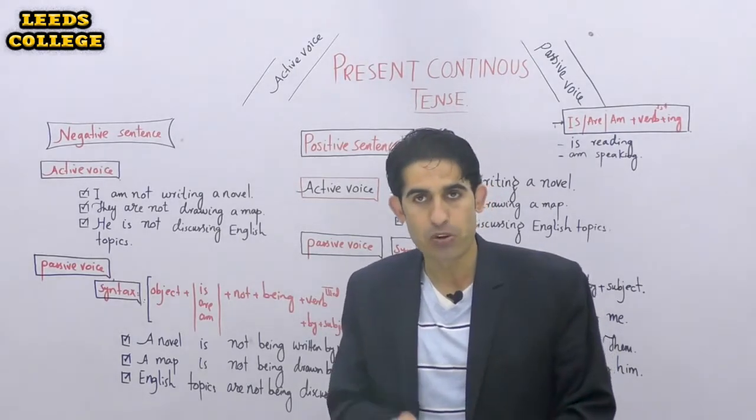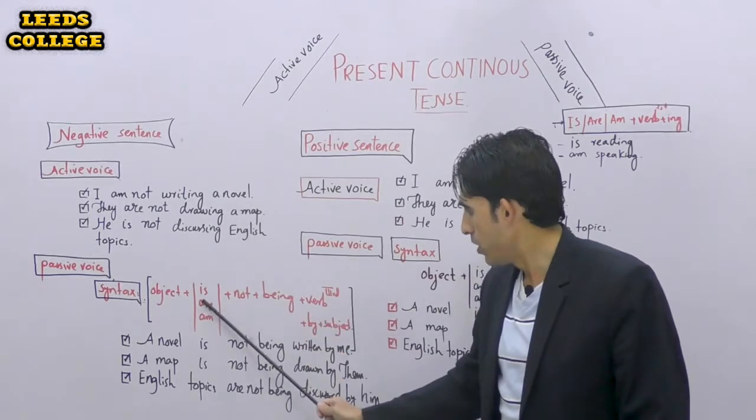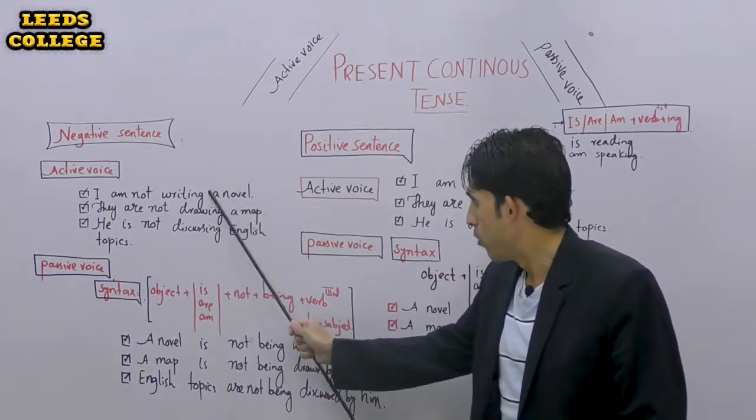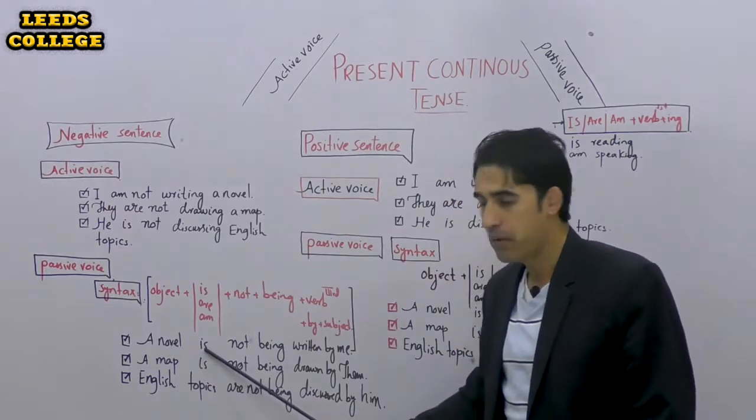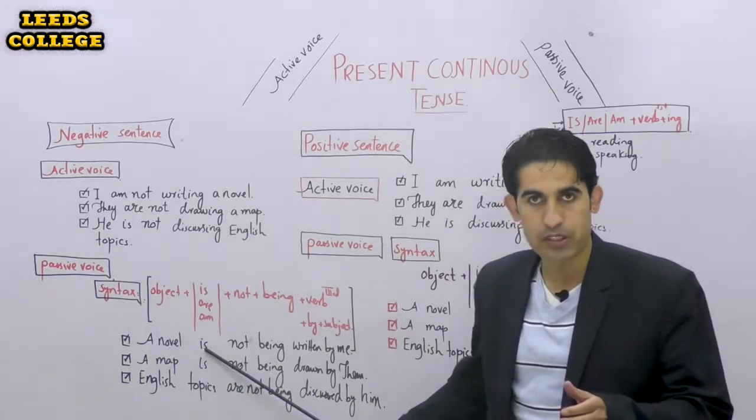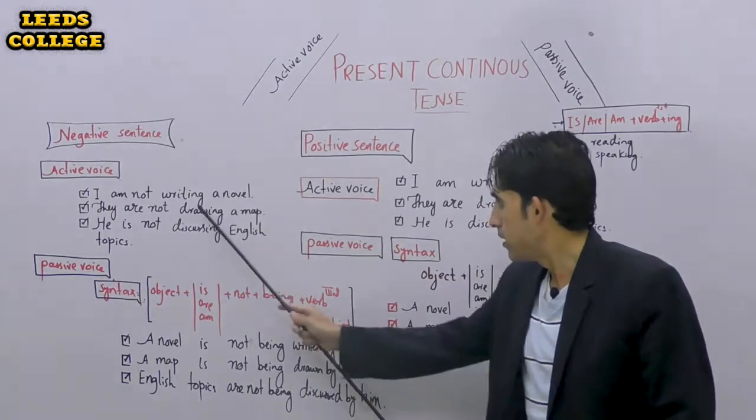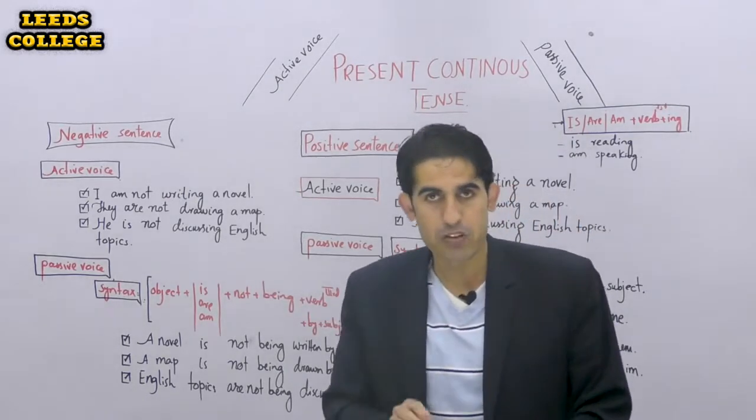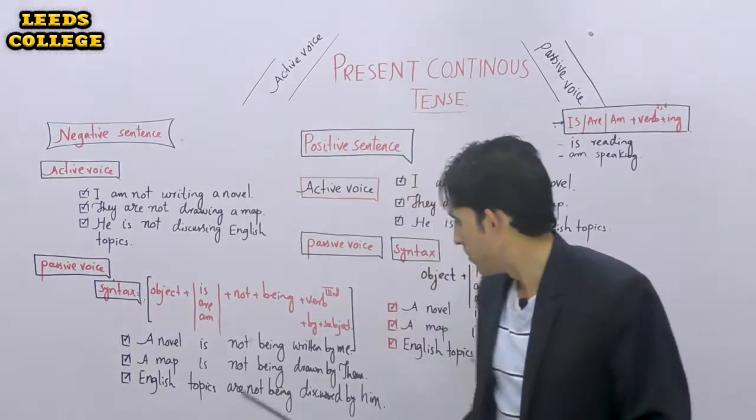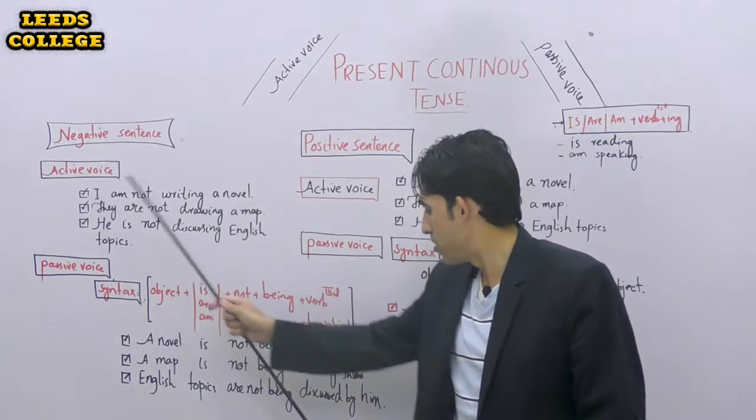Take the first active voice, I am not writing a novel. According to the given formula, the object a novel comes at the beginning of the sentence. Now we have the auxiliary is, as the object is singular, directly followed by not, being, and the verb writing, the present participle, changes into the past participle written, by, and the subjective case of I changes into me.